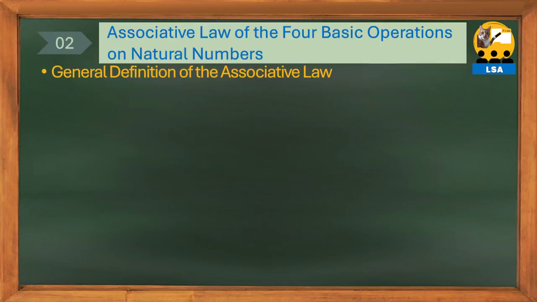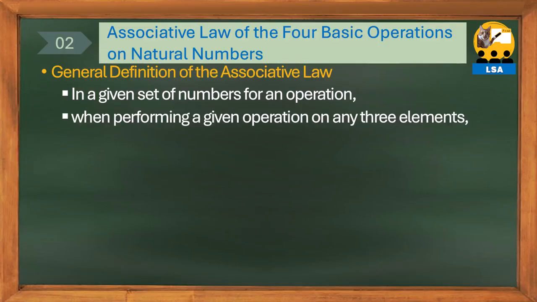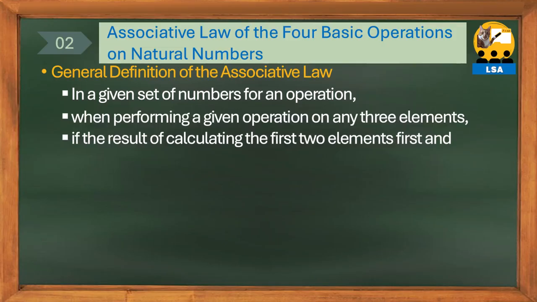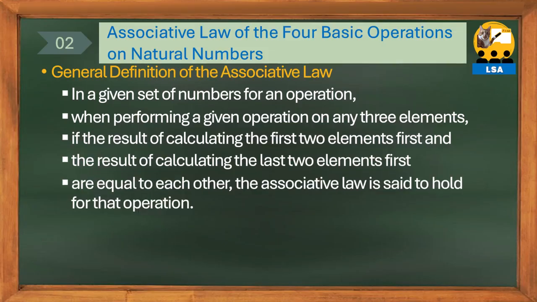The general definition of the associative law is that, in a given set of numbers for an operation, when performing a given operation on any 3 elements, if the result of calculating the first 2 elements first and the result of calculating the last 2 elements first are equal to each other, the associative law is said to hold for that operation. Did you understand the associative law well?